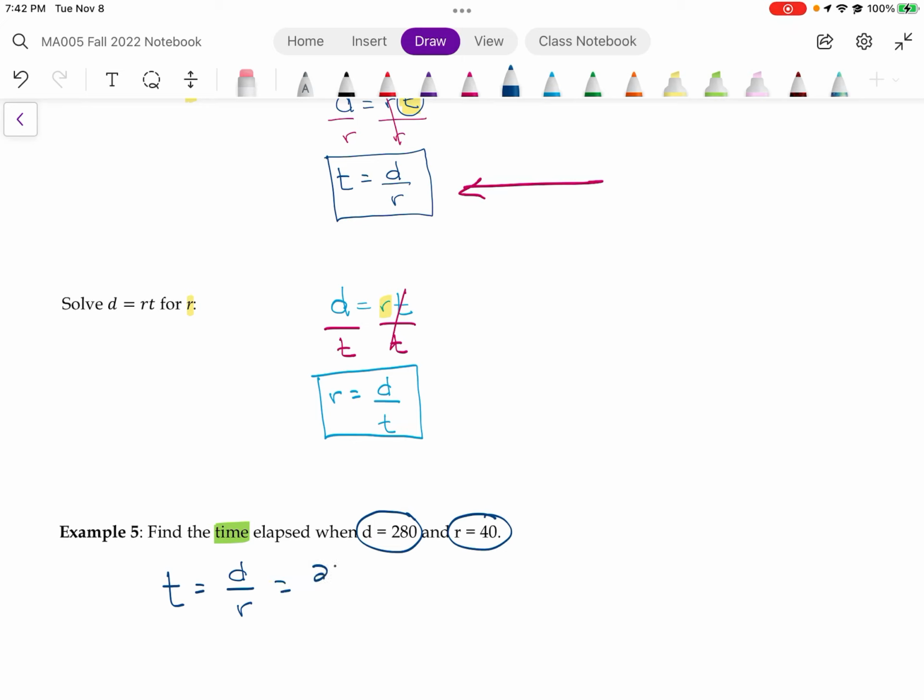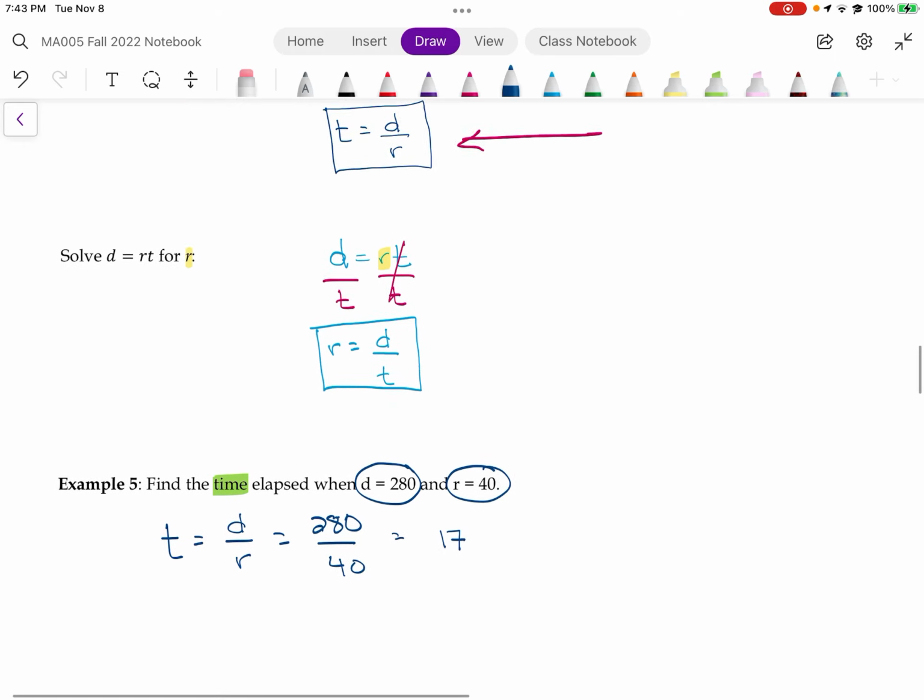So we've got 280 over 40. There's no units or anything to deal with here because I just wanted to show you how to do these quickly. So 280 divided by 40 is 7. I don't know the unit because it didn't give us any. So t is 7.